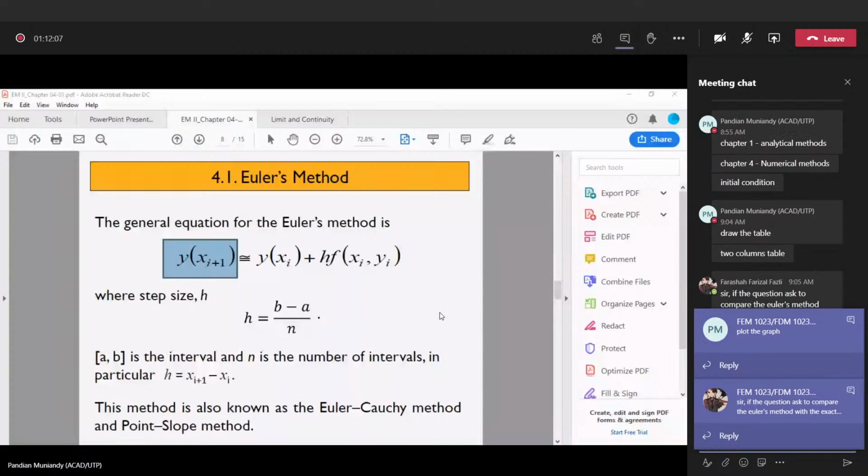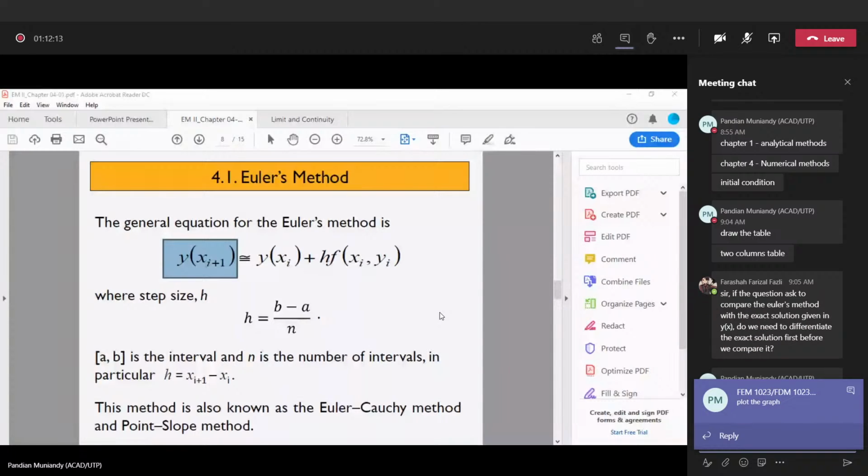Rasha, if the question asks to compare the Euler method with the exact solution given outside, do we need to differentiate the exact solution first before we compare it? No, wait, we will explain. You have to solve first by numerical first, then exact.